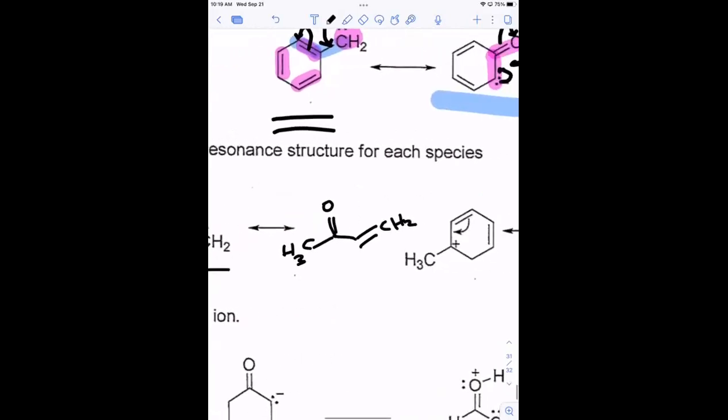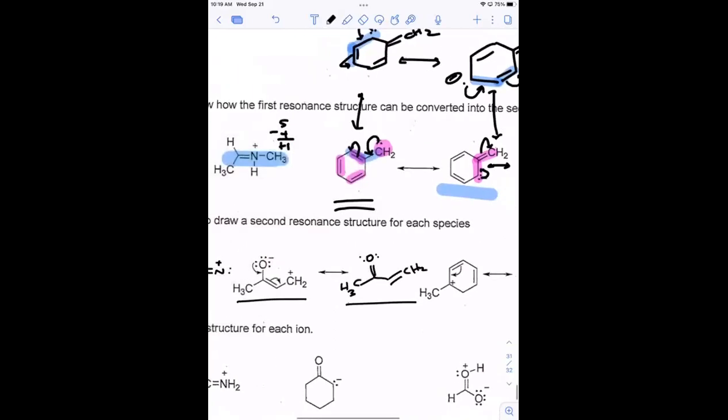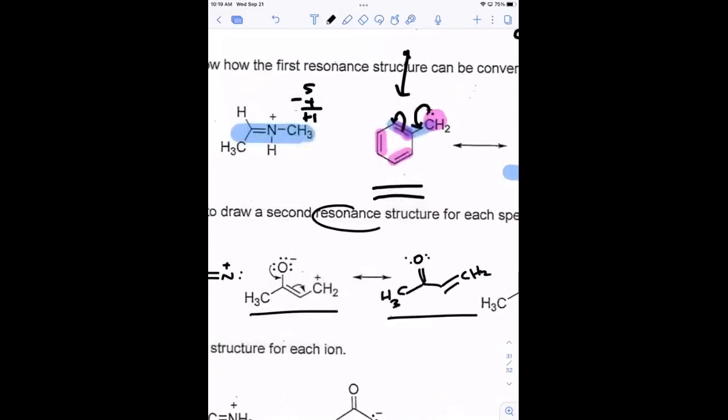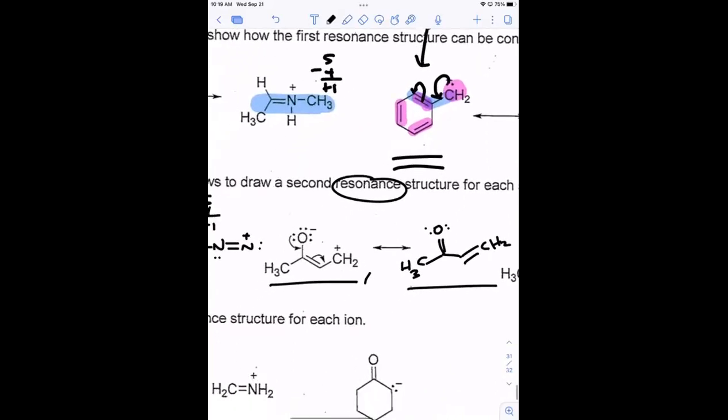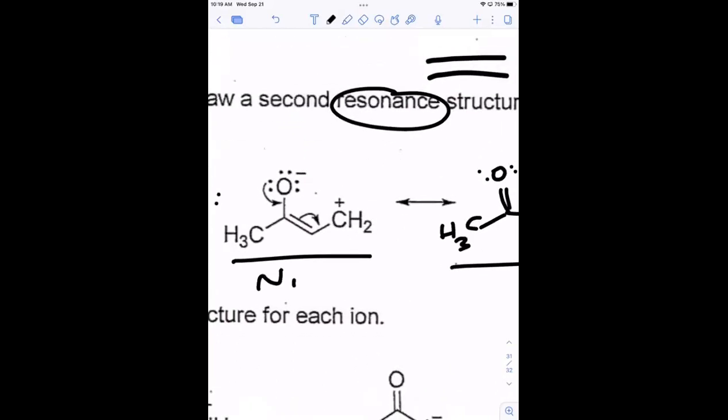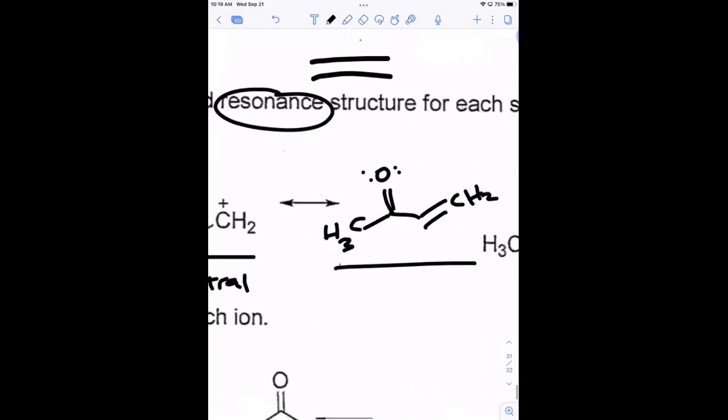Over here, what's the overall charge? You can say it. You're not wrong. Is it 0 also? Yes, it's 0. So both structures are neutral. That's one of your rules for resonance, that your resonance forms need to have the same charge. So if this is neutral, this also has to be neutral.